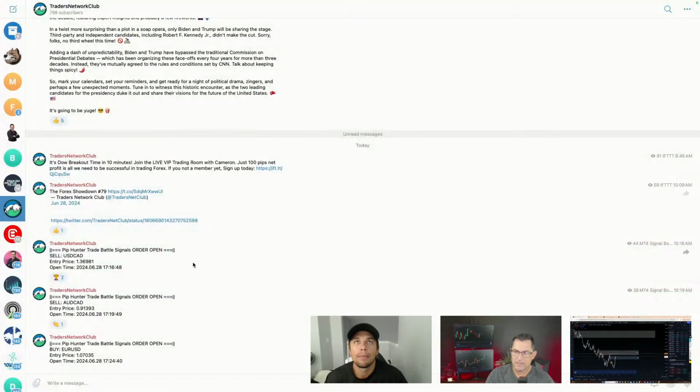So just a quick hint right here. This is what it looks like right there. And yeah, you can see this is the trade battle right here. You can see that we have got three trades executed. We got the sell on the US dollar CAD. There's the entry point. We got the sell on the Aussie CAD. There's the entry point, and there is the buy on the Euro US dollar. All being set out there, ready to go.